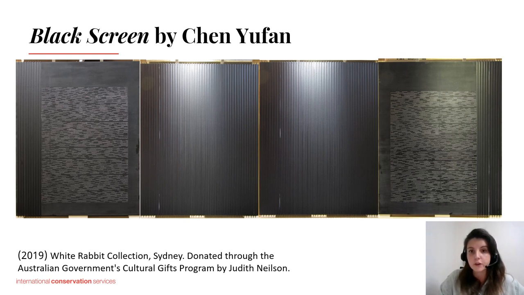The paintings team first encountered the painting Black Screen by Chen Yufan in 2019 through our ongoing work with the White Rabbit Gallery, when the paintings department carried out some routine condition assessments and subsequent treatments on the collection. Upon initial inspection in the White Rabbit Gallery's storage facility, the four panels were in a fair condition. During this assessment, it became evident that the paintings were covered with a whitish hue on the paint surface. This whitish hue was thought to possibly be a surfactant or similar substance exuding from the paint.